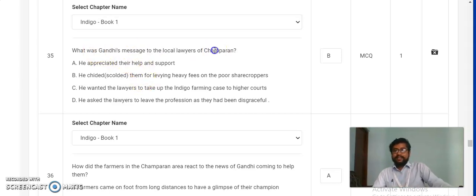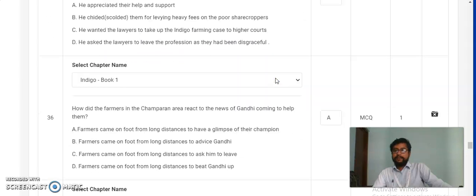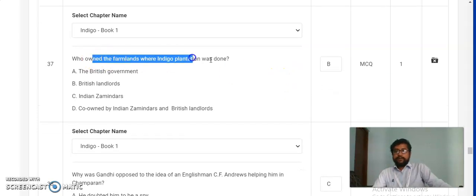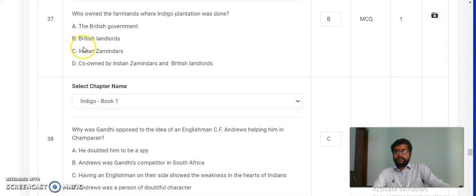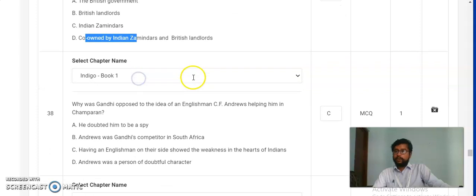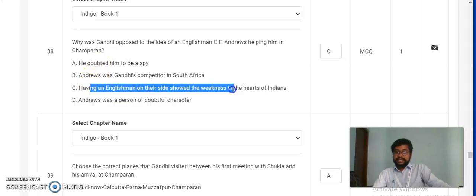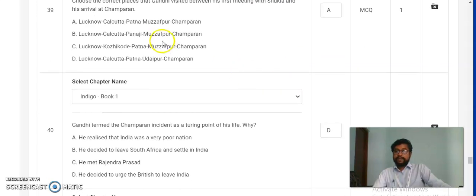What was Gandhi's message? Option B. Then question, answer option A. Option A is the correct answer. Who owned the farmlands? Obviously the British landlords, not the government, not Indian zamindars, neither it was owned. How did Gandhi oppose the idea? Option C. Yes, option C.